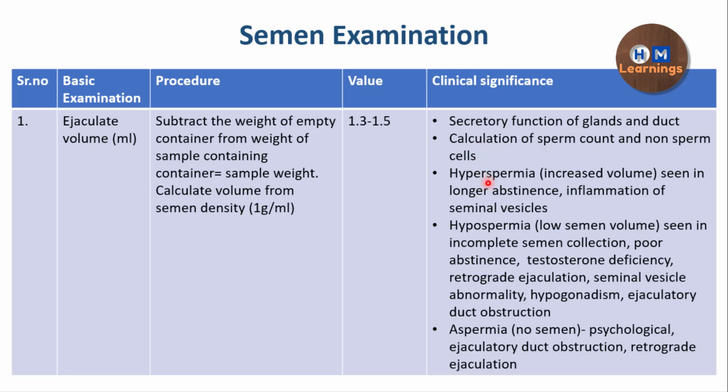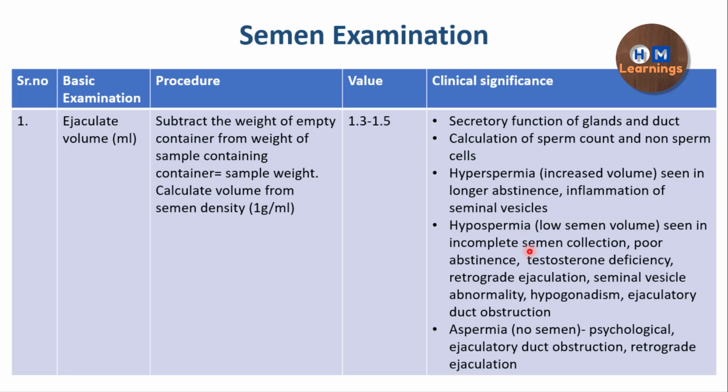Then there could be instances in which the ejaculate volume is more than the normal limits. That is called hyperspermia, which is seen in the case of longer abstinence or inflammation of the seminal vesicle, because as you know, the seminal vesicle is a major contributor. So if there is inflammation or a certain kind of infection, it is going to affect the volume.